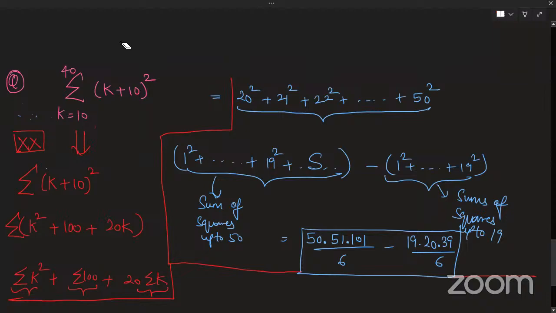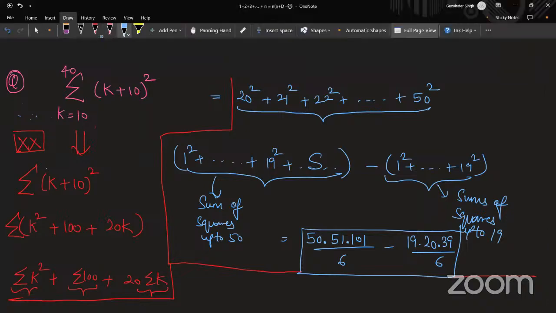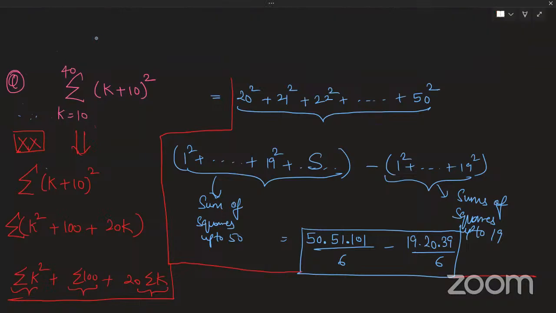No, we take up to 50 square. Because see, just understand this. This is how the sigma operator works. What the sigma operator does is, I have a function written inside it, and I have a lower limit and an upper limit. So it keeps on adding the value starting from the lower limit till the value of the upper limit.